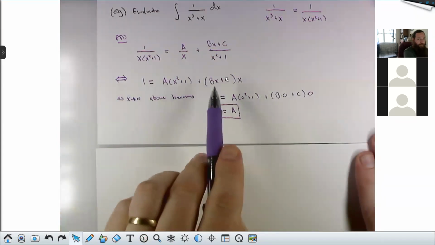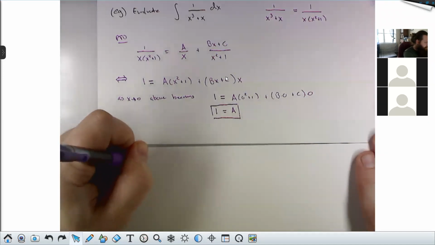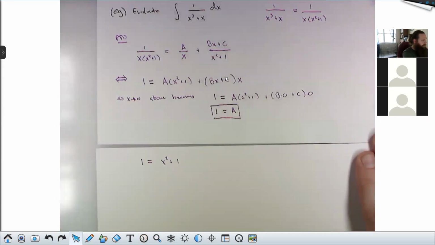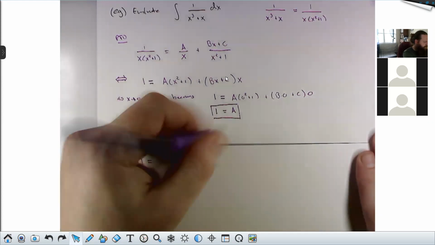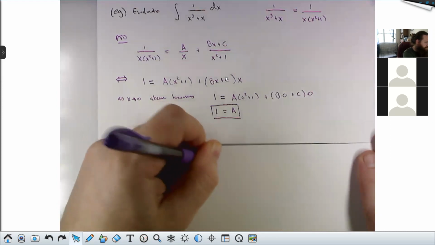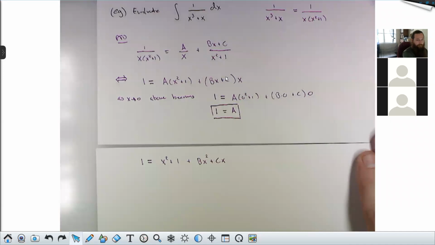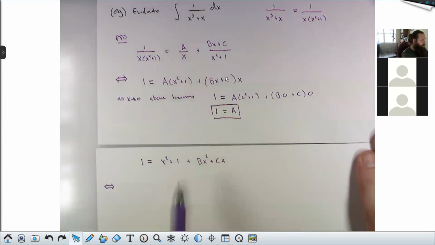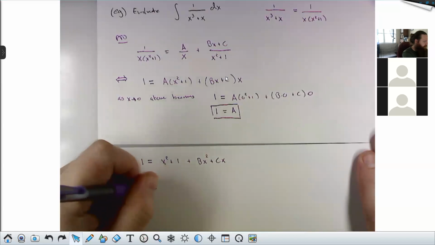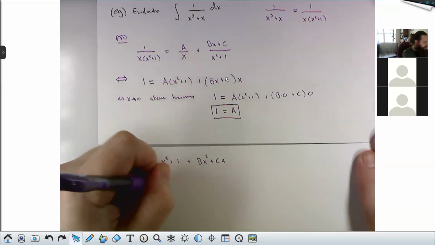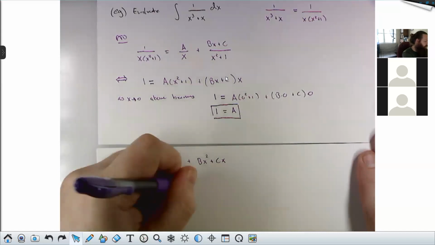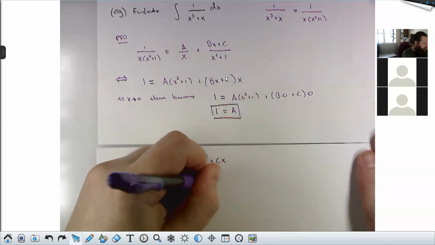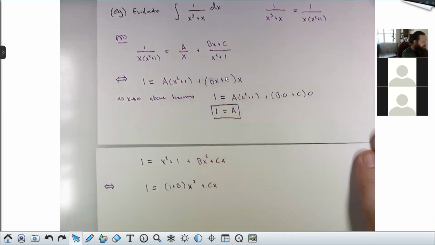So what do we do? We come back here, we plug in any of the constants that we've found. So I get 1 equals A times x squared plus 1, which is just x squared plus 1, plus (Bx plus C) times x. I'll go ahead and distribute that. That's Bx squared plus Cx. And this is the same as, we need to collect like terms on the right-hand side. So I have here 1 equals x squared plus Bx squared, which is 1 plus B times x squared. Linear terms, I just have plus Cx. And then constant terms, I just have the 1.